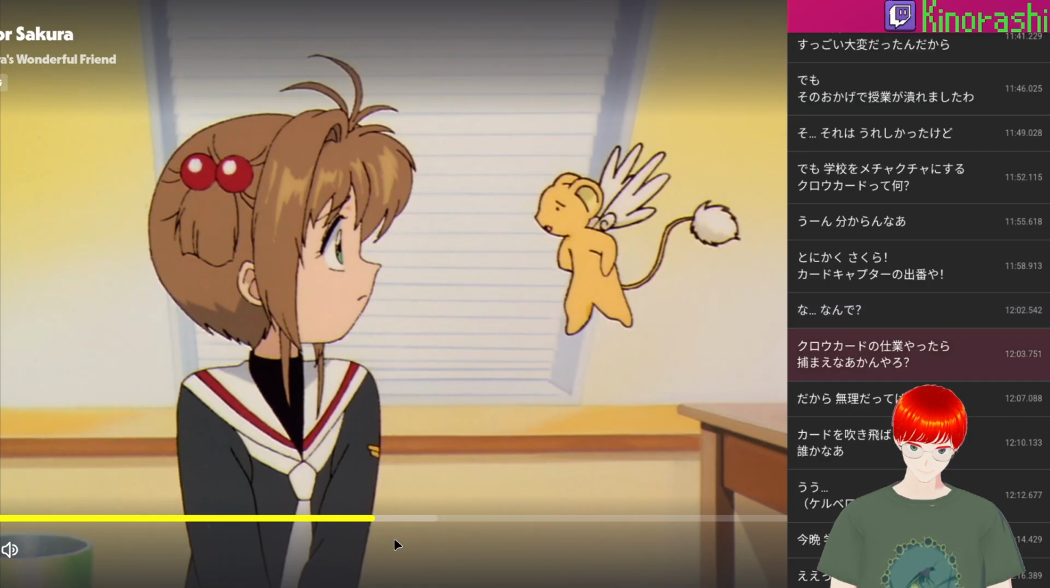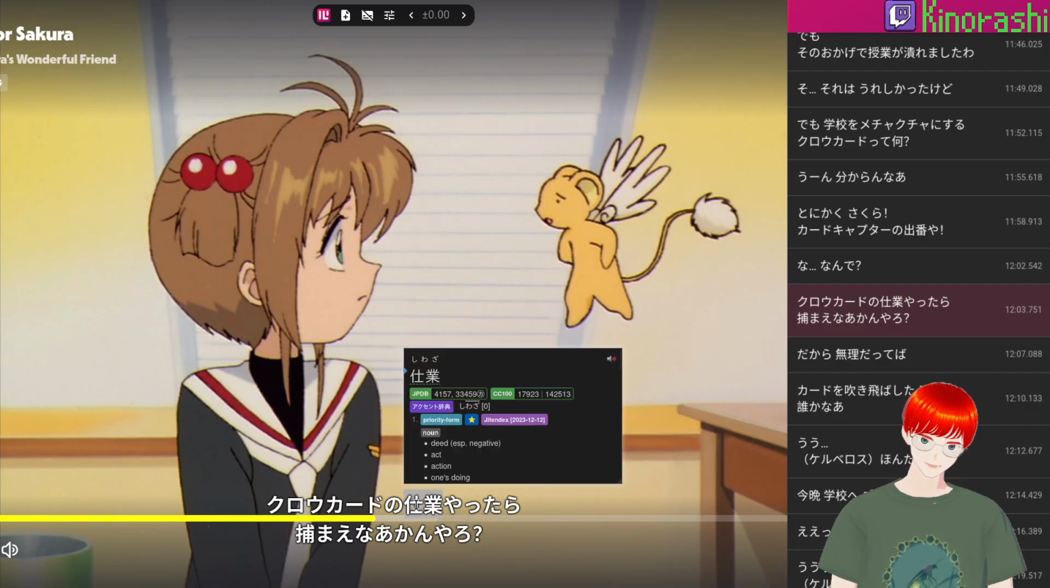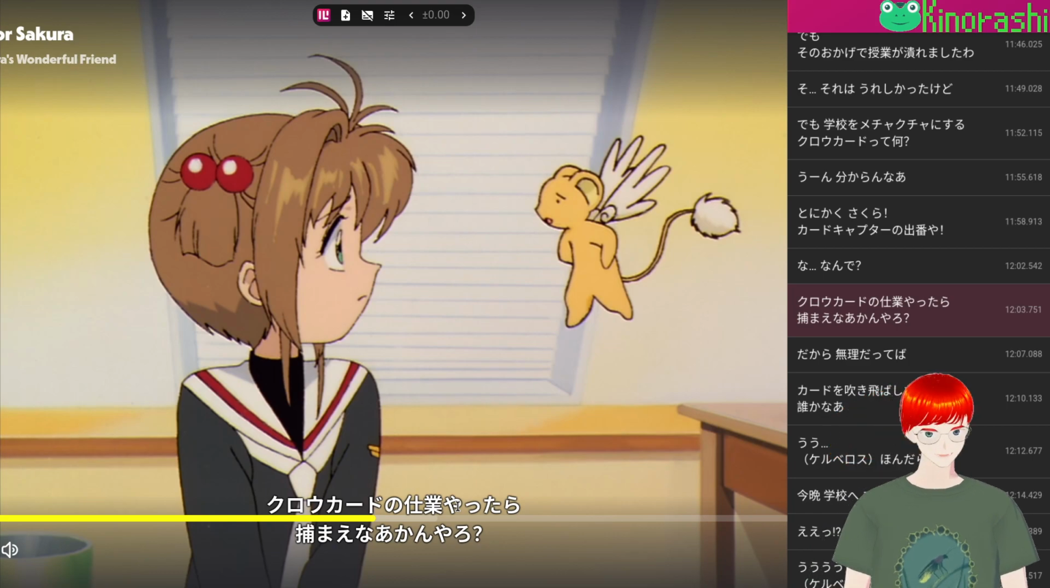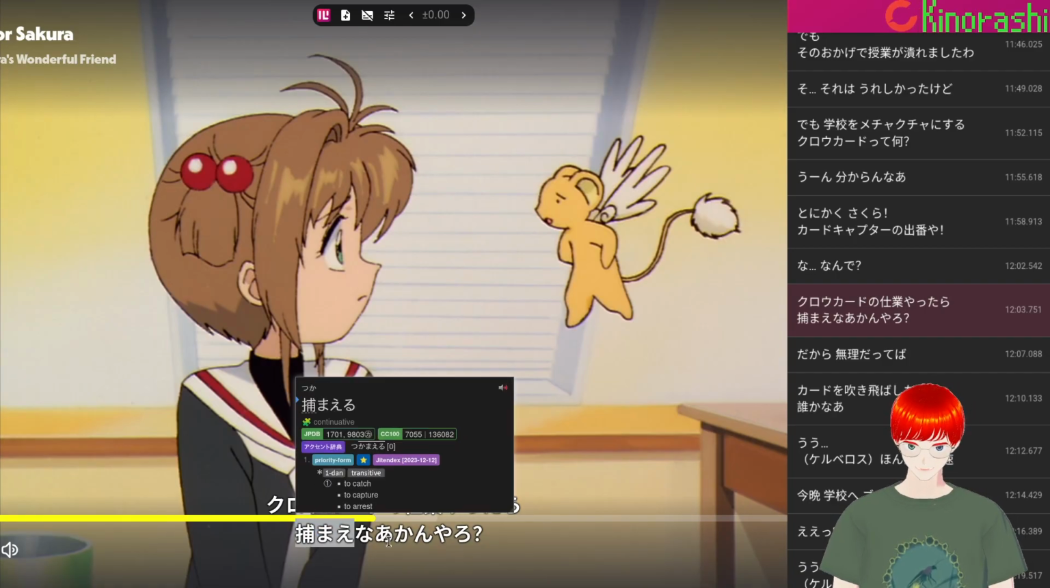Nande, why, or what reason? Clow Card no shiwaza, Clow Card actions. So yattara, so if you did, or when, so when Clow Cards do actions. Yeah, because the conditional tara form could be either if or when.